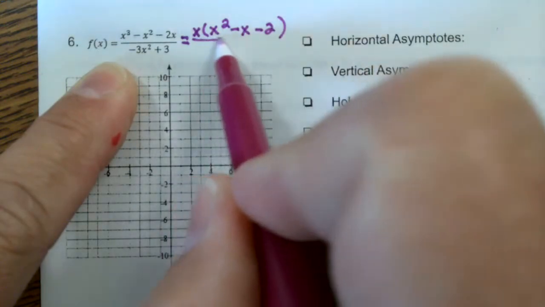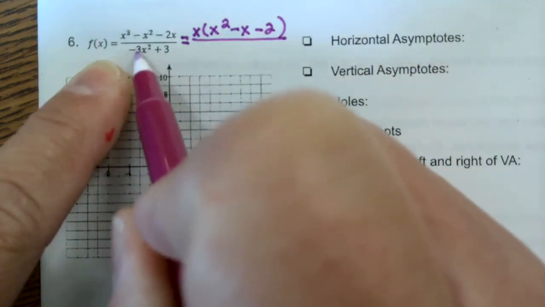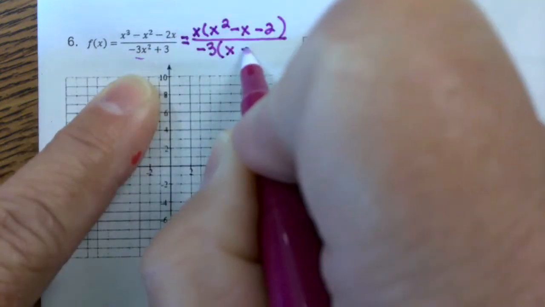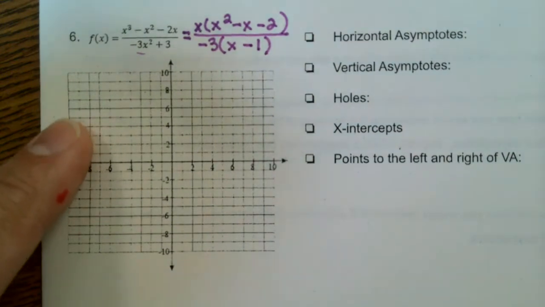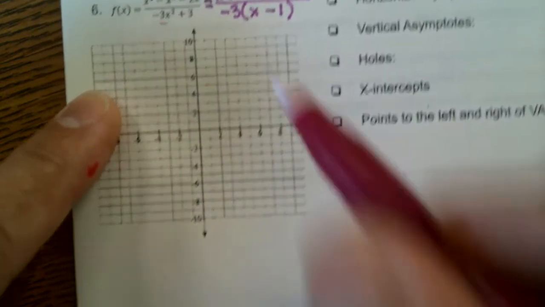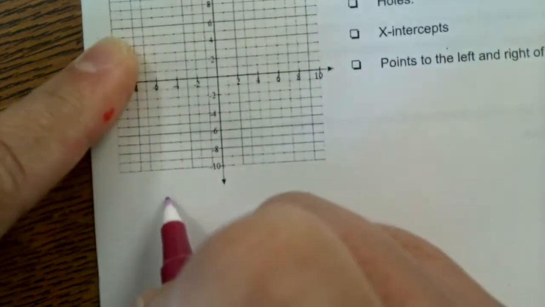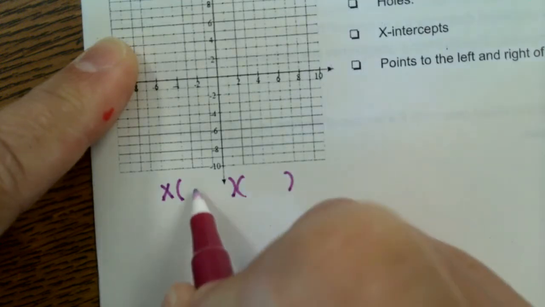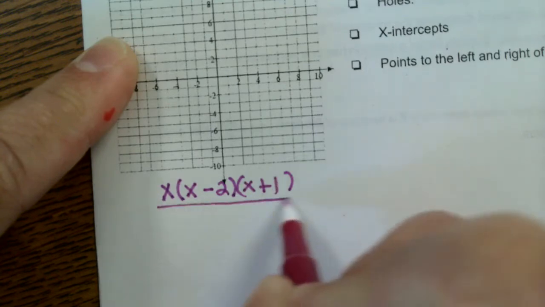So I can still factor that. Let's see what we have here. Here I have a 3, and I really don't like a negative for a leading coefficient, so I'm going to factor out a negative 3, which leaves me with x squared, and that's going to turn that into a minus 1. But there is still factoring to do. So I'm going to come down here. 1 times negative 2 is negative 2. So to factor the numerator, that trinomial, I'm going to have x minus 2 times x plus 1.